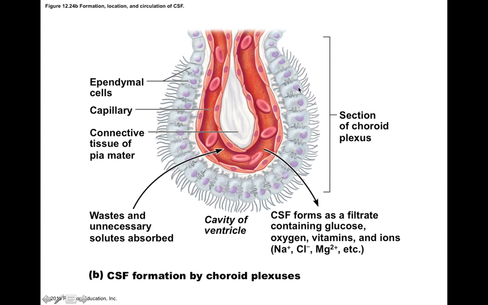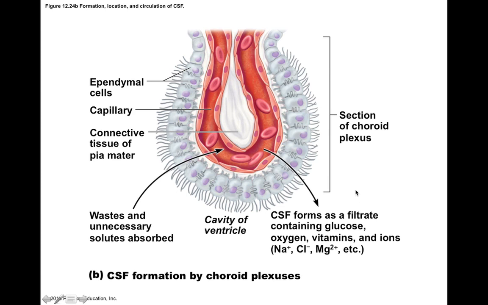Now this is showing an example of choroid plexus where you find a blood vessel here with our red blood cells. There's some pia mater that surrounds these blood vessels, but they're lined with an epithelial type of lining which is actually made of glial cells called ependymal cells. So what these ependymal cells do is they form CSF by creating something called a filtrate that contains a lot of glucose, oxygen, vitamins, and ions. I think of this as being very similar to Gatorade because it's a lot of water, sugar, and electrolytes. And so it's actually modified blood plasma.